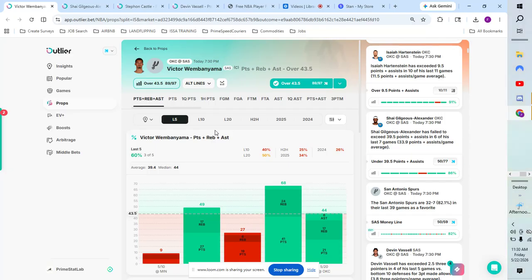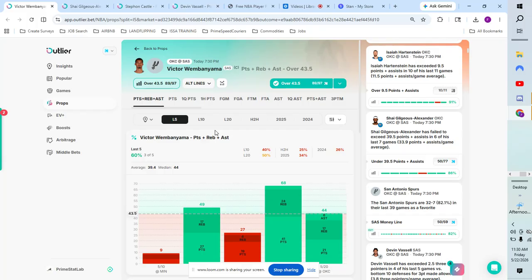OKC will allow enough pace to support this. But here's the key nobody's talking about. The line sits above his statistical center. That makes this a tournament style over, not a stability play. If the environment unlocks him, 44 is light. Victor Wembanyama over 43.5 points, rebounds and assists.